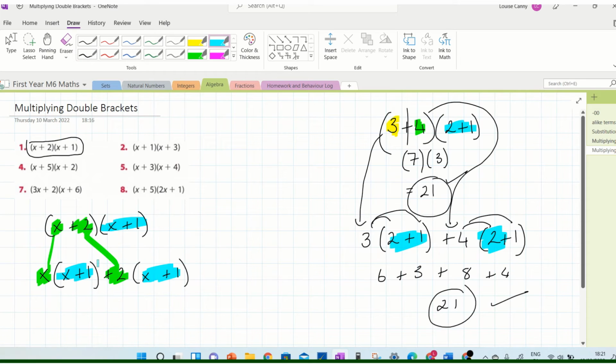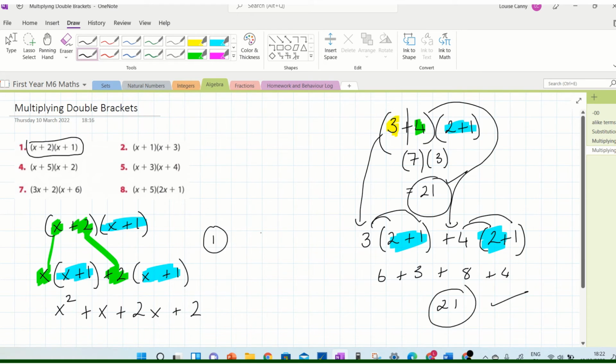And once we get to that point, we can just go ahead and multiply. So we say x by x, and it's really, really important to remember that x multiplied by x is x squared, not 2x. x multiplied by 1 is x. Anything multiplied by 1 is just itself. 2 multiplied by x is 2x. And then 2 multiplied by 1 is 2.